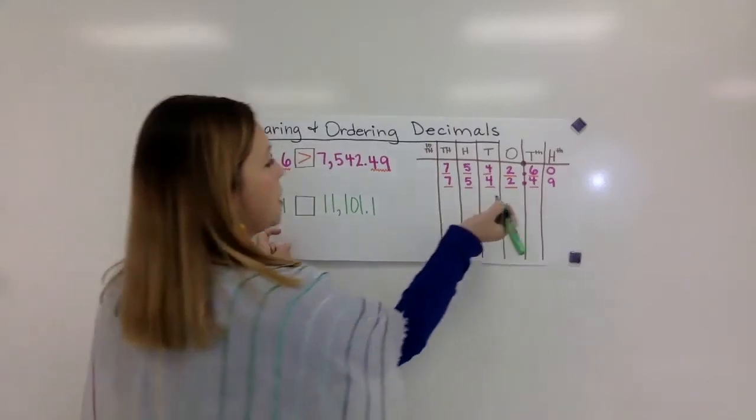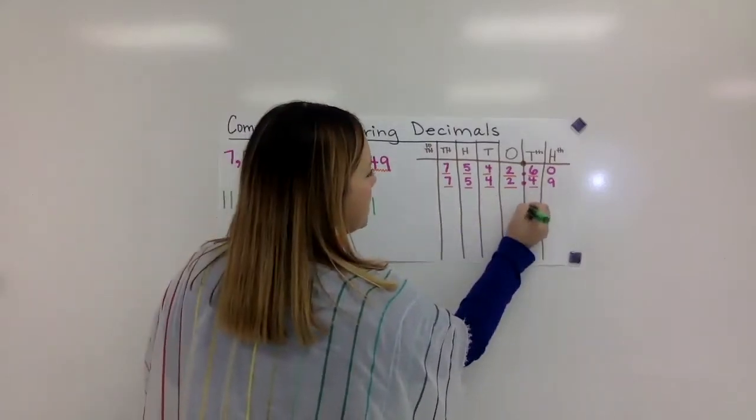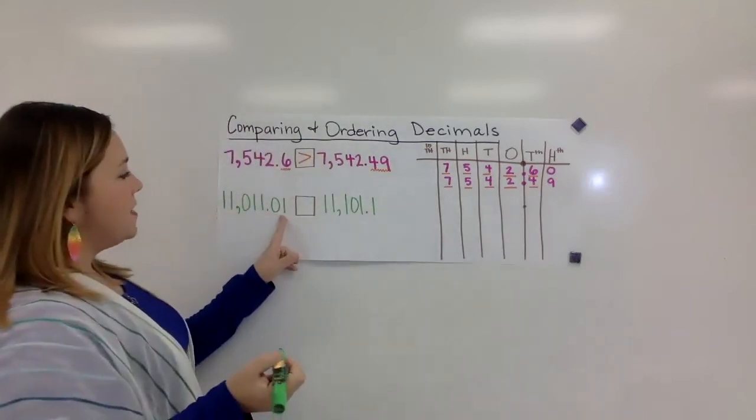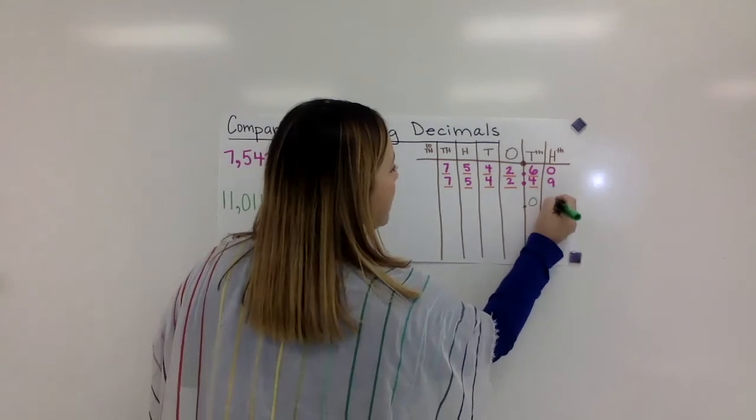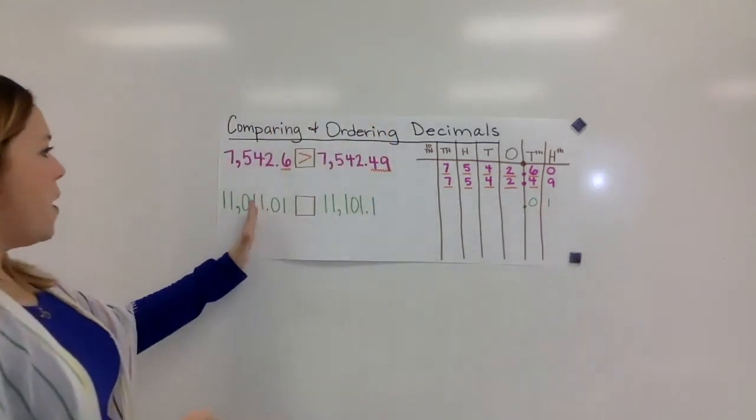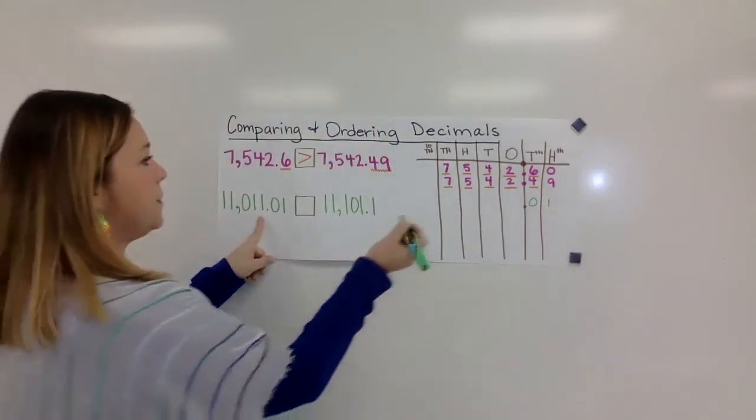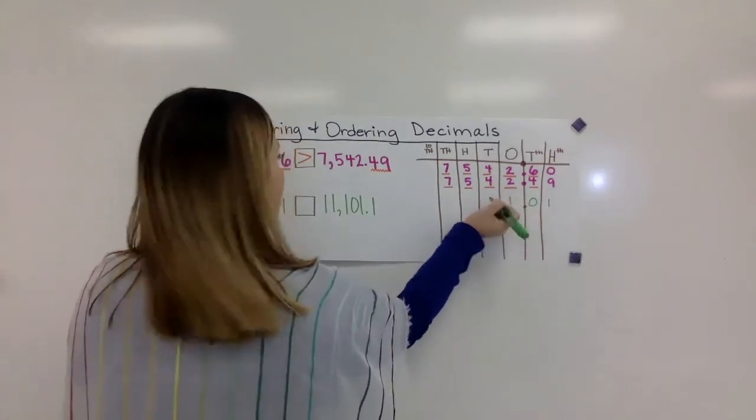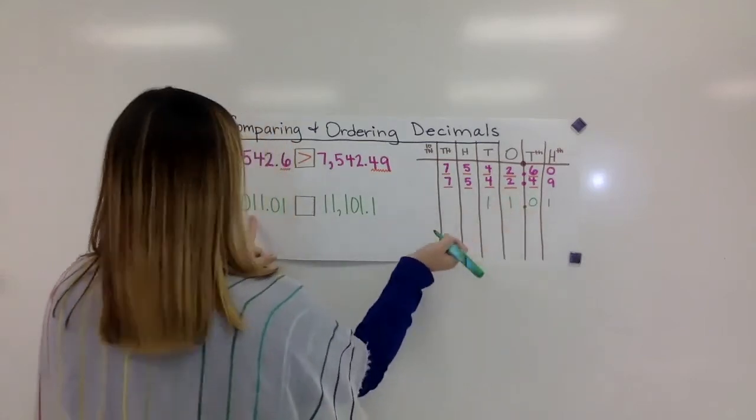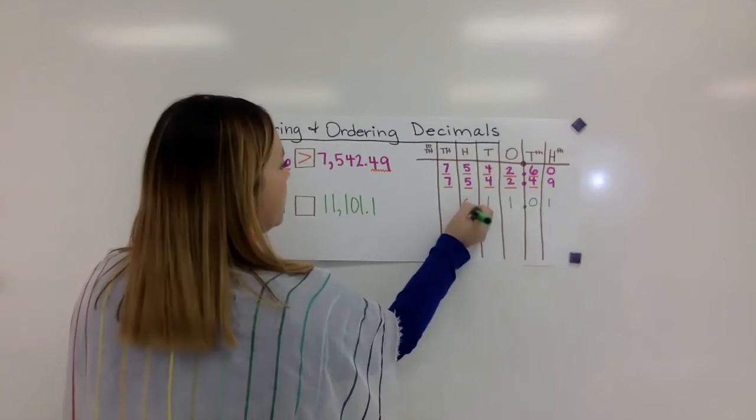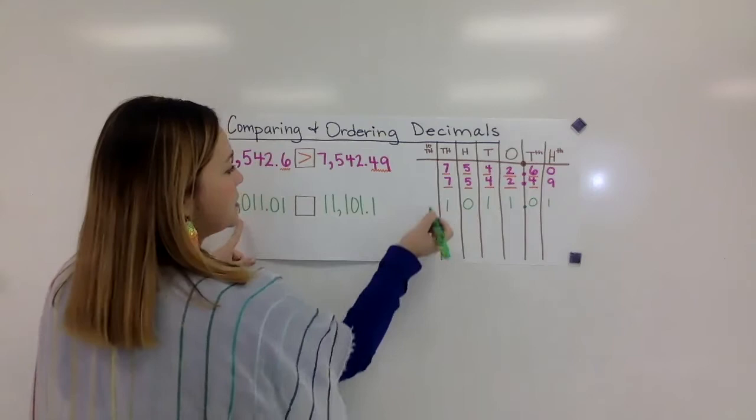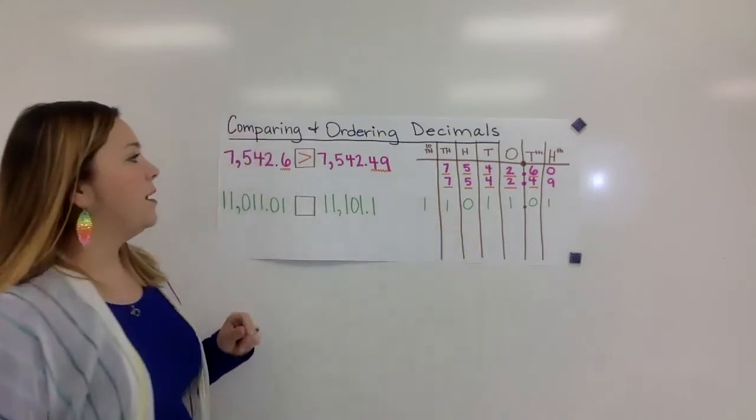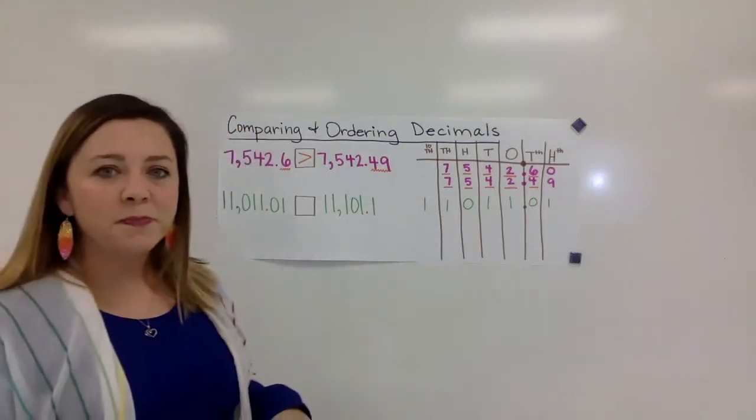So again, I'm going to start at the decimal place so that I don't forget. And I see that I have 2 digits here, a 0 in the tenths place and a 1 in the hundredths place. Now I'm going to come in and fill in my places here. So I have a 1 in the ones place, a 1 in the tenths place, a 0 in the hundreds place, a 1 in the thousands place, and another 1 in the 10,000s place.